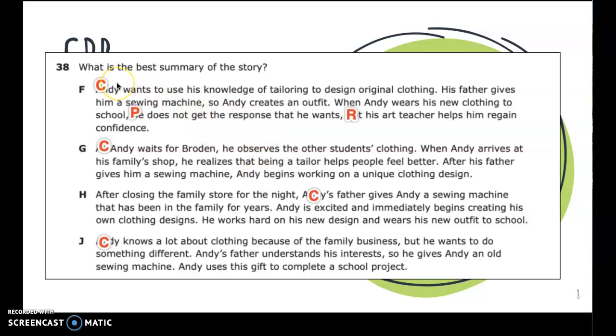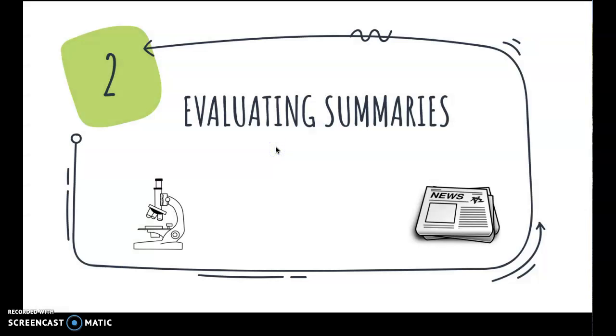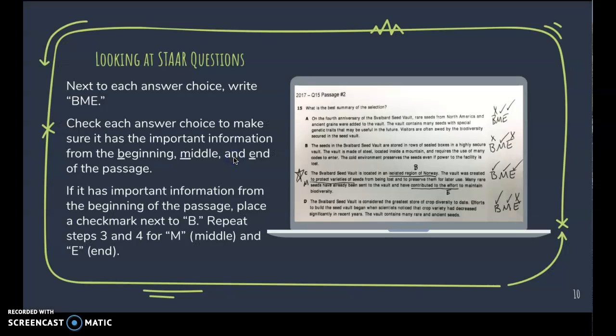So once you've read a story, if you look over it and you can identify this is the main character, this is the main conflict, and this is how it was resolved, that will help you choose the best summary for fiction on STAR. Now, if you're looking at nonfiction, remember, that's true. So from a news article, that is going to be something where we're going to use a different strategy.